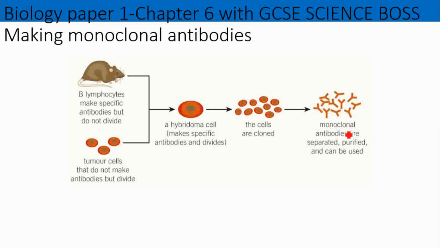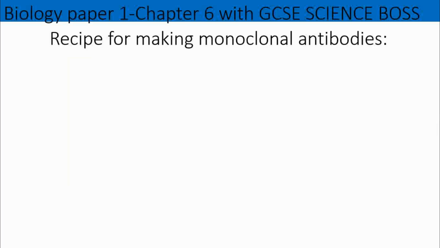Now remember, these antibodies would be specific for a particular pathogen or particular disease. Okay, so now that we can get them, we can separate them, we can purify them, and therefore they can be used. Okay, so to summarize, how do you make the monoclonal antibodies?